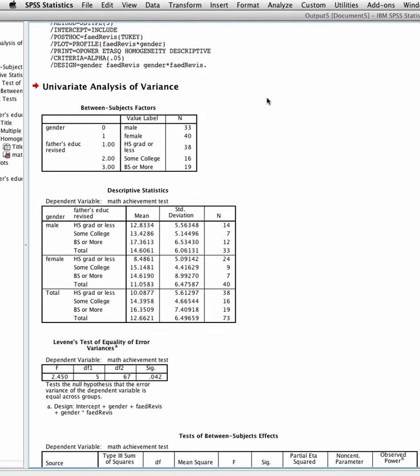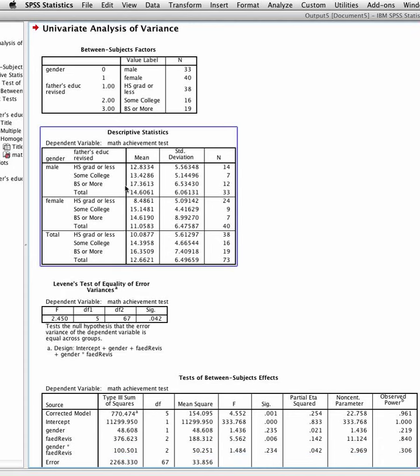In terms of the descriptive statistics, those are reported by gender. So in this case, we have the different levels of father's education by male. So for males with fathers who had a high school diploma or less, their mean mathematics achievement score was 12.8. And then this total score is the male mean across father's education levels for math achievement. So this was the male math achievement mean, regardless of levels of father's education.